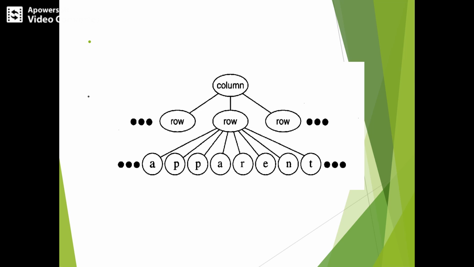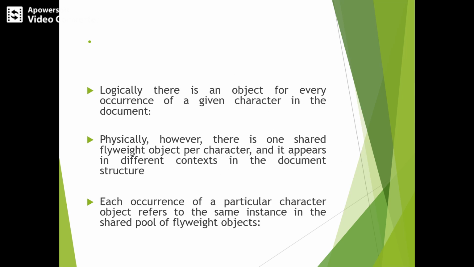Logically there is an object for every occurrence of a given character in the document. So this is the very simple way we need to understand the flyweight design pattern. Physically, however, there is one shared flyweight object per character, and it appears in different contexts in the document structure. Each occurrence of a particular character object refers to the same instance in the shared flyweight pool.